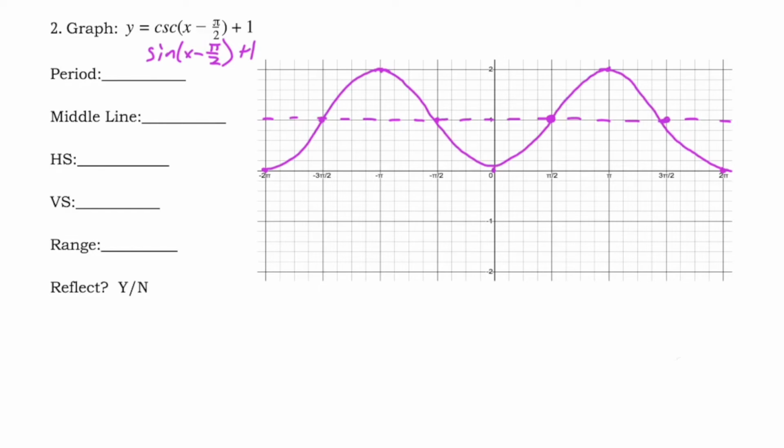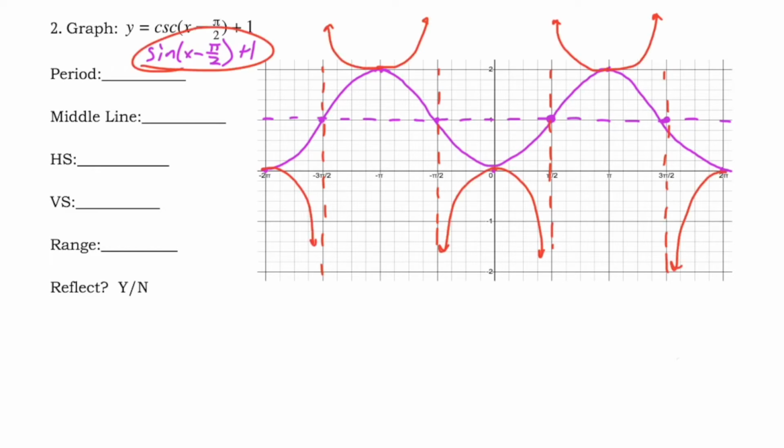Now that I have the sine function graphed, we'll put all the vertical asymptotes in where the sine function crosses its equilibrium point, because that's where its reciprocal value would be undefined. And then we just have to graph all of those little parabola pieces. And just like the period of the sine graph is 2 pi, this one is also 2 pi, and the b value is just 1, so that doesn't affect anything. The middle line though was y equals positive 1, and that was due to the vertical shift. The horizontal shift was right pi over 2, and the vertical shift was up 1.